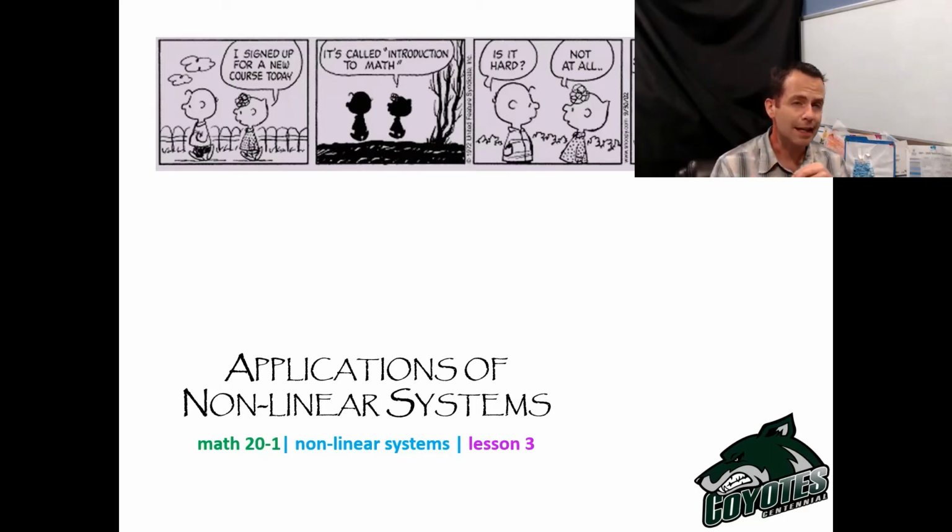You make the connections you need to make in 20-1 by trying it. Don't be afraid to try something and get it wrong. Sometimes you need to get it wrong, and then you need to see why you got it wrong in order to know why the right way is the right way, okay?